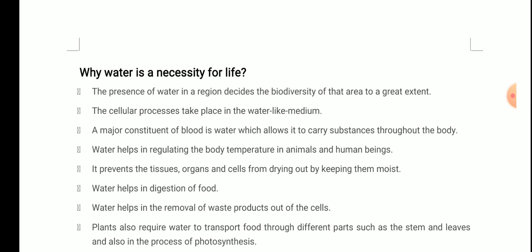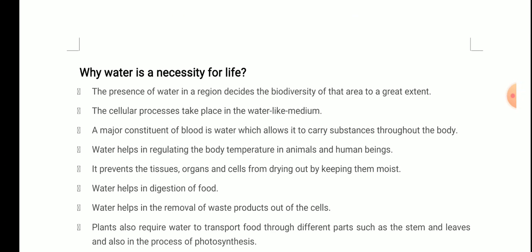Next is why water is a necessity for life, or why it is important for life. The presence of water in a region decides the biodiversity of that area to a great extent. The cellular processes take place in the water-like medium.